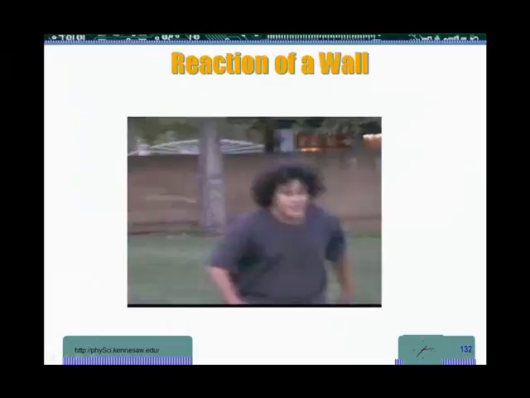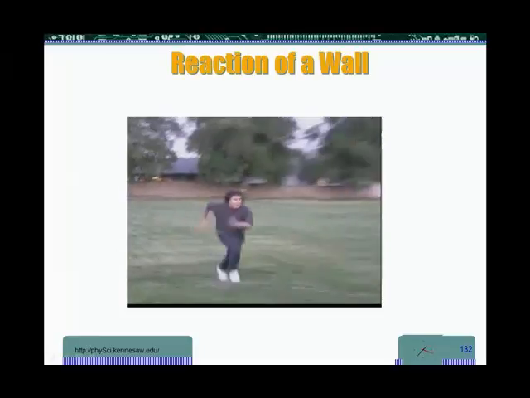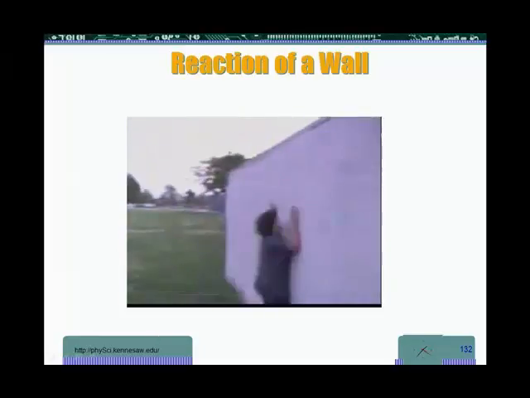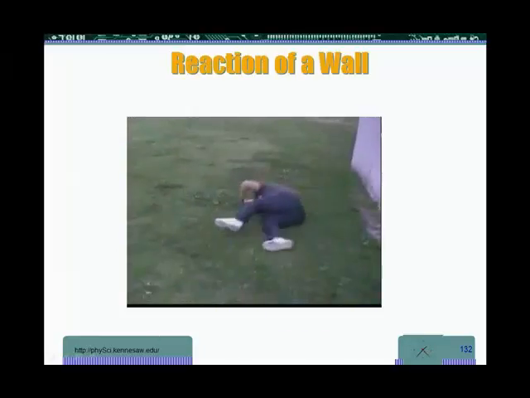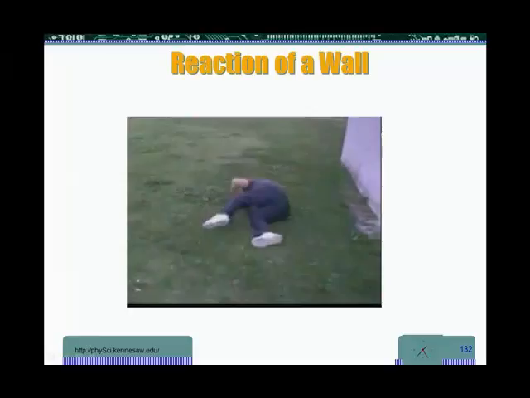Let's try to think of other examples. Let's look at this fellow. Look at that. Running, and look at that. Now, if there is no wall, this person is going to continue moving forward. What did the wall do? The person hit the wall. That's the action. The reaction, the wall hit back this person.